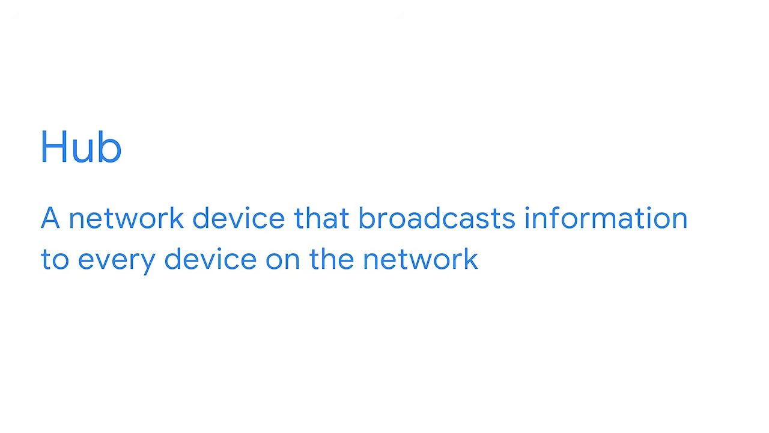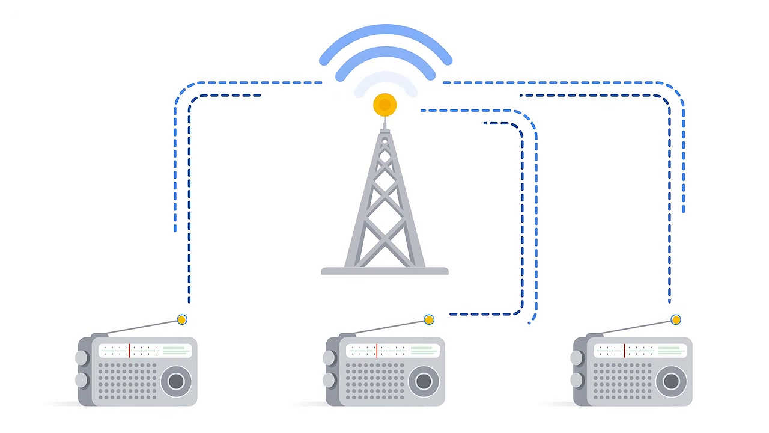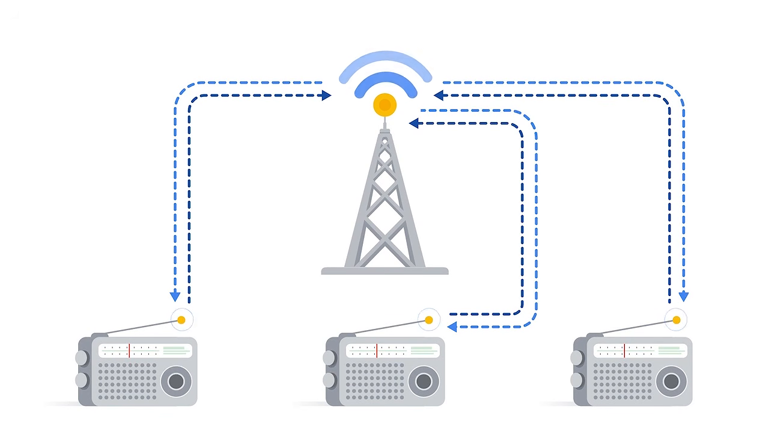In this video, you'll learn about the common devices that make up a network. Let's get started. A hub is a network device that broadcasts information to every device on the network. Think of a hub like a radio tower that broadcasts a signal to any radio tuned to the correct frequency.